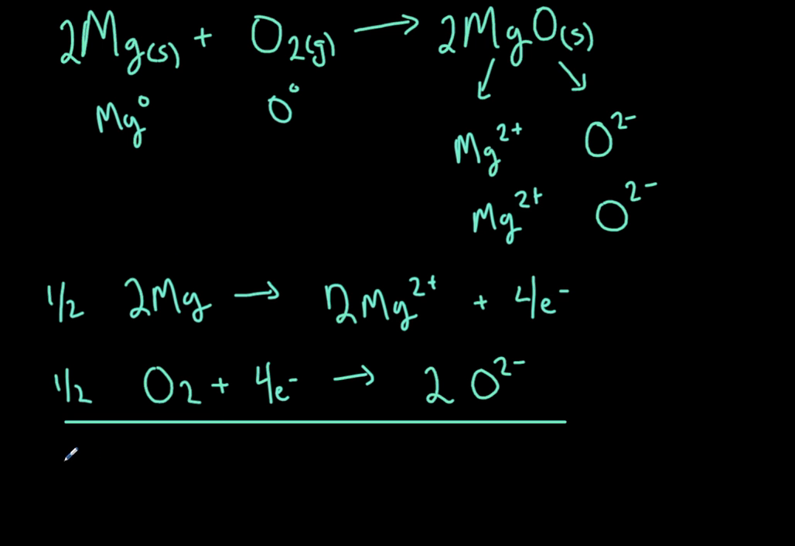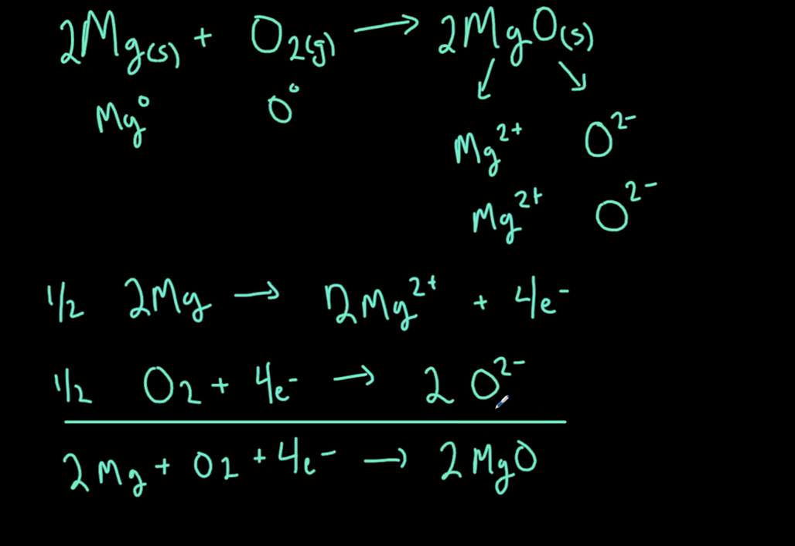So you'll end up with your 2 Mg plus O2 plus 4e⁻ gives you 2 MgO, right? So those sum together plus 4e⁻. And we can go through and cross those off, okay? And we end up with the reaction that we started with.